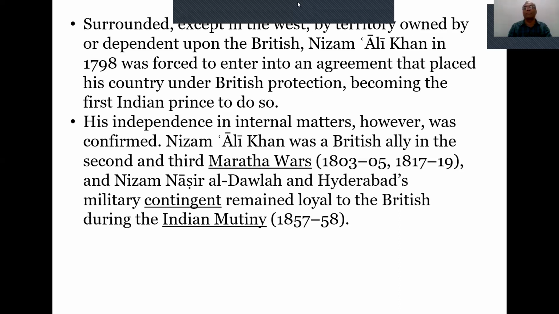So you can just see how the British have taken control by just giving freedom in the internal administrative matters to the Nizam. They have made him participate against the Marathas. They have made him go against the Sepoy Mutiny in the years 1857 and 58. So which means that virtually the British have taken control of Nizam's kingdom, Nizam's territories, except giving him freedom in terms of internal matters. The rest of the affairs were under the control of British paramountcy.